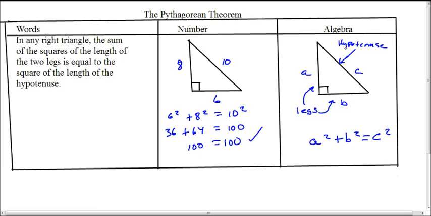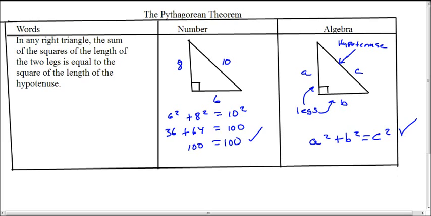So from an algebraic standpoint, it's the exact same thing. One leg A, one leg B, across from the right angle or the 90 degree or the little square is our hypotenuse. So we can say A squared plus B squared is equal to C squared, and this is our formula that we will utilize.